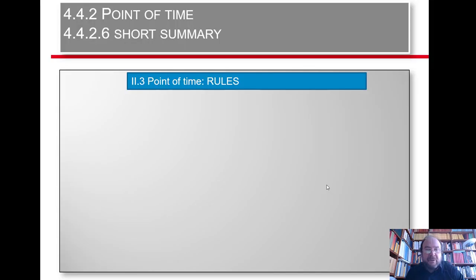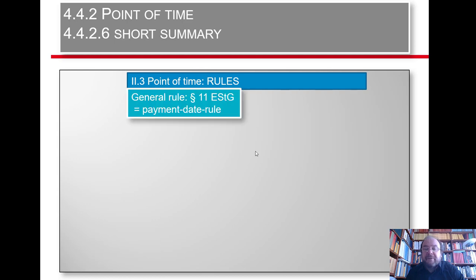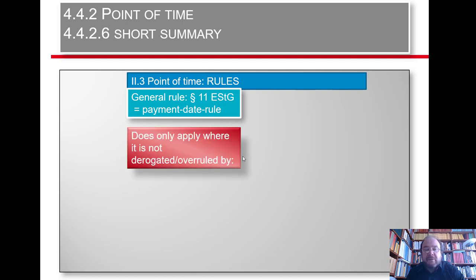So just to sum all that up a bit in a nice overview, the rules for the point of time are simply the general rule, which applies usually is paragraph 11, the payment date rule, but that only applies if it's not overruled by a special rule, and there are many of them. The most important one first is balance sheet rules. When you have to make a balance sheet, then automatically everything is done according to the GAAP, the Generally Accepted Accounting Principles of German law.